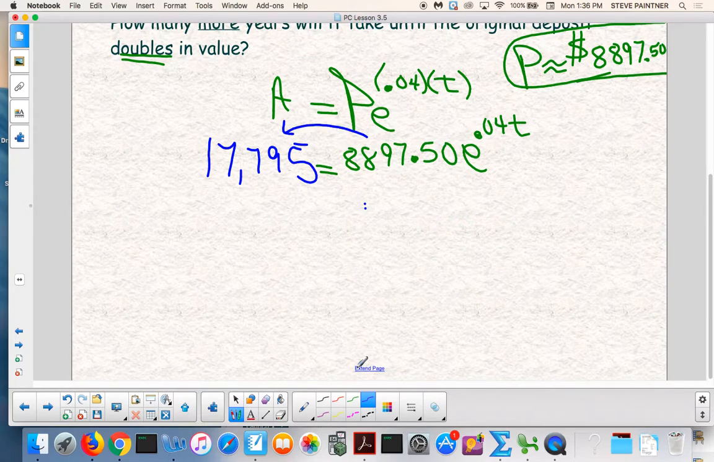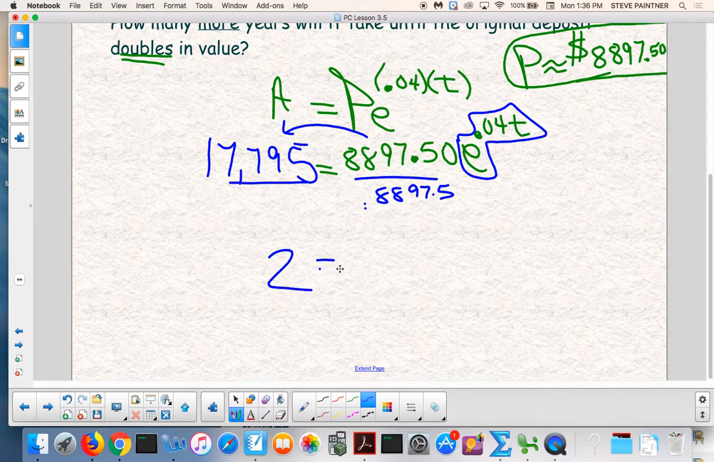Okay, you ready? We're solving for your variable. Where's your variable? It's in the exponent spot. So this is what kind of equation? Exponential. We've said this. Isolate the base. Get the base by itself. So divide by 8,897.50, right? What would you get if you divided by 8,897.50? 2. And then this would be e to the 0.04t, right? Yes? Now what?